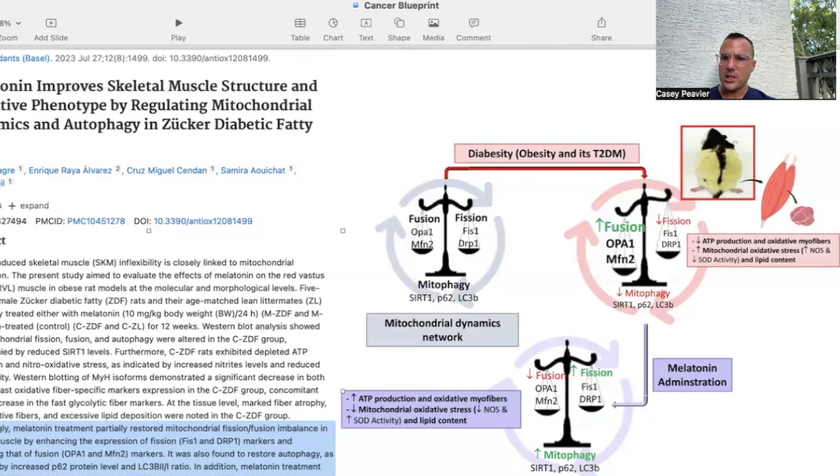And that's exactly what we see here. We see that melatonin, when it's administered to these particular models, increases fission and allows an increased amount of mitophagy to occur. And what happens is there's an increase in ATP production, a decrease in oxidative stress and lipid content, which then leads to improved function of these muscles.